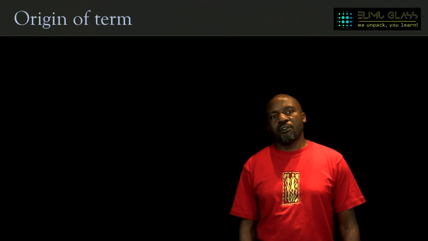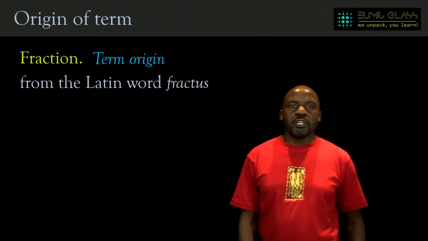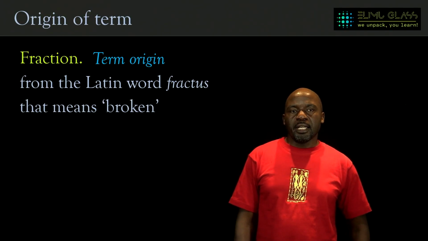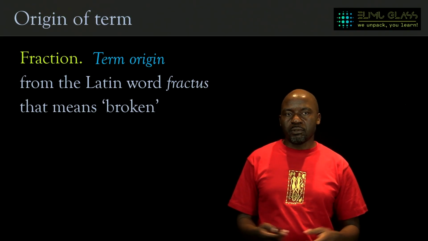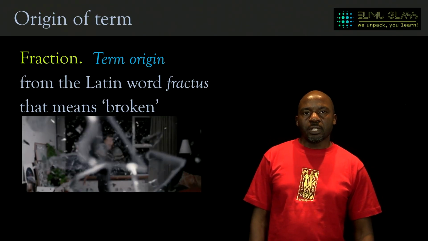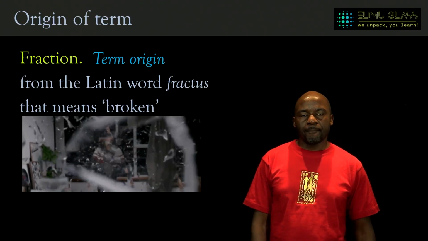What's the origin of the term fraction, all right? So the term fraction originates from the Latin word fractus, which means basically to break a whole. So you have a whole and then you split it up into different pieces. One way to think about that is, look at that. Somebody's glass window being broken into small pieces.